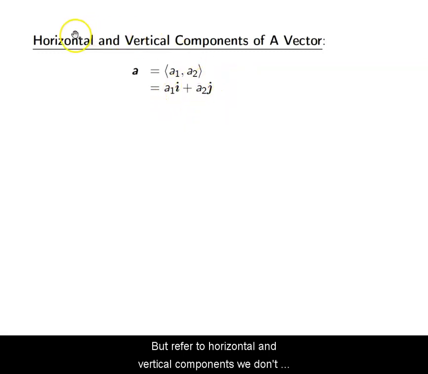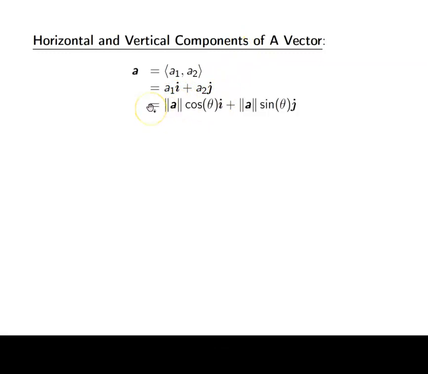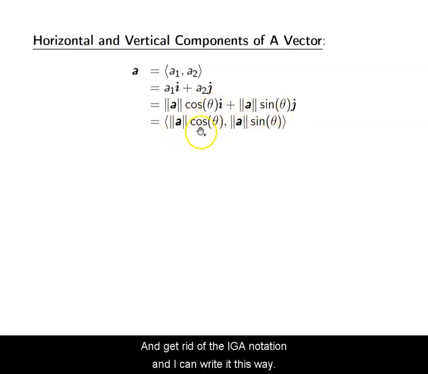But typically when we refer to horizontal and vertical components, we don't refer to the standard unit vectors, we refer to the cosines, okay? A1 can be written as magnitude of A, cosine of the angle it forms, times its horizontal unit vector. Its y value, in terms of its magnitude and angle, times its y unit vector. So this last form right here is the horizontal and vertical component of the vector, right? And if I want to, I can put it back into parentheses and get rid of the ij notation, and I can write it this way.